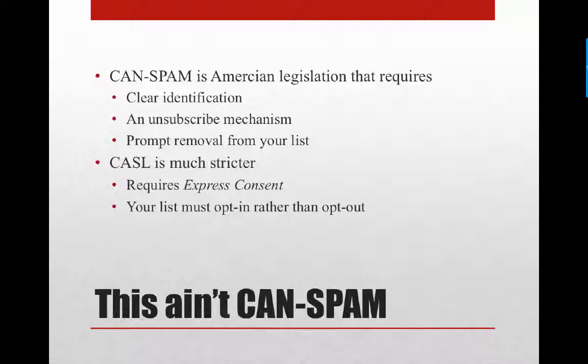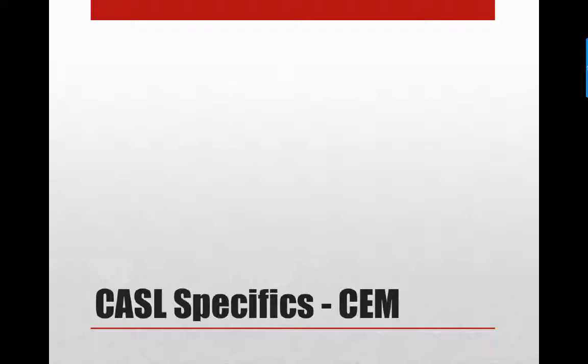All right, so that means your list has to opt in rather than opt out. So if you have a list right now of 5,000 email addresses and you don't have explicit permission from them, you've got some major work to do. So we'll talk a little bit about some of those requirements and some of the methods to get that permission.